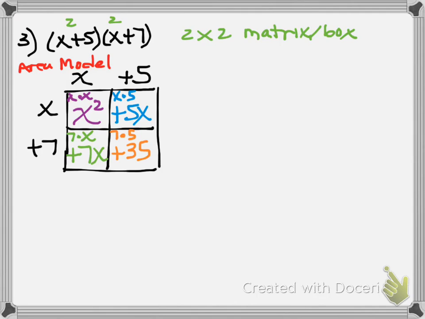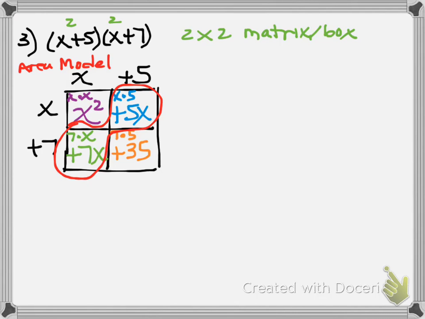Now, looking at this matrix with the 4 terms inside, you look for anything that would be considered a like term. Where do you see some like terms? On this diagonal, we have some like terms. Okay?